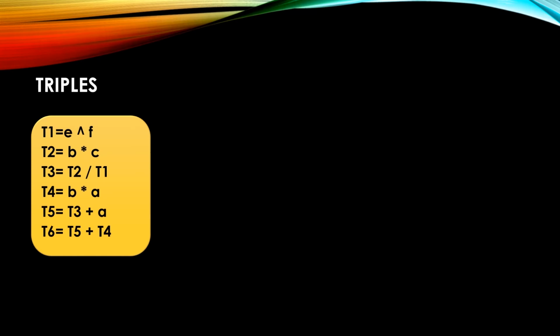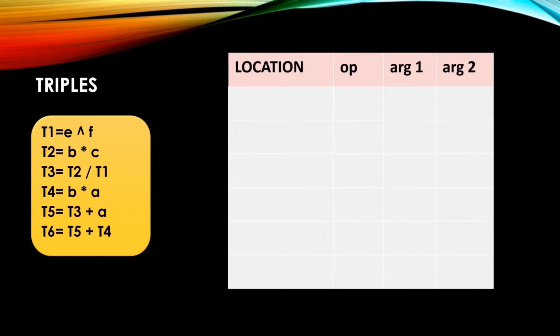Let us see an example of our triple representation. The same 3 address code I have taken. So in triple representation, the usage of temporary variables is avoided. So the table will be reduced like this. We will have only location field, operator field, argument 1 and argument 2 field. The result field is avoided. So for the first statement, the location is 0. What is the operator? Exponential is the operator.